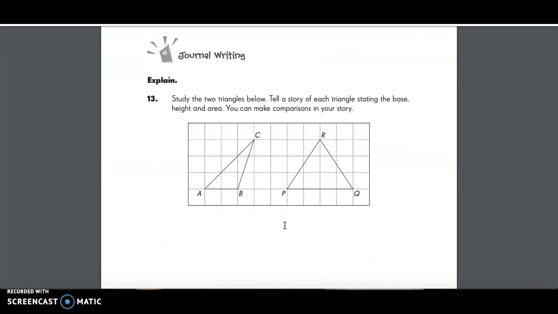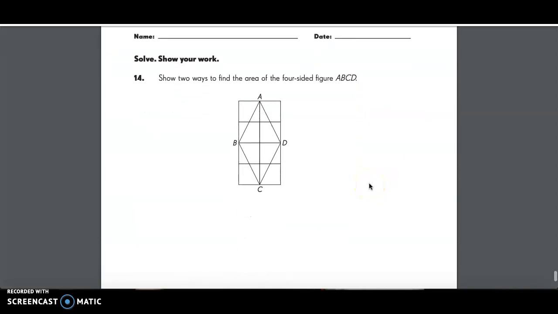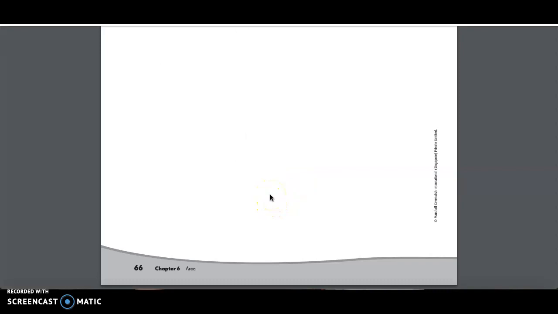And 13, study the 2 triangles below. Tell a story of each triangle, stating the base, the height, and the area. You can make comparisons in your story. 14, show 2 ways to find the area of the 4-sided figure ABCD. 2 ways means 2 different ways.